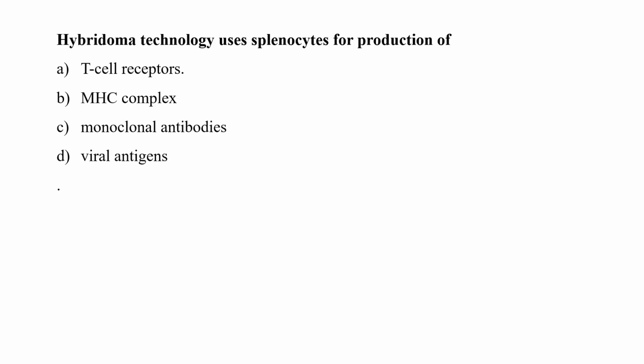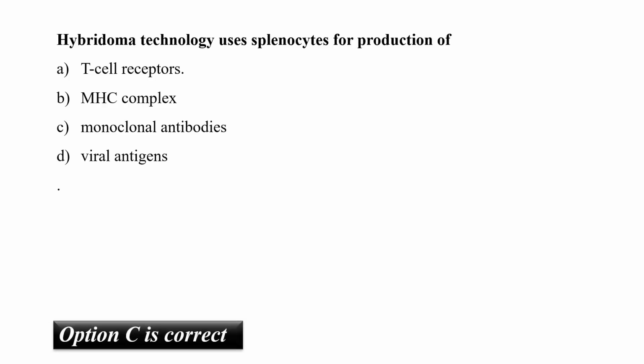Hybridoma technology is used for the production of, that's very easy, monoclonal antibodies, where these antibodies are specific to the antigen of interest.